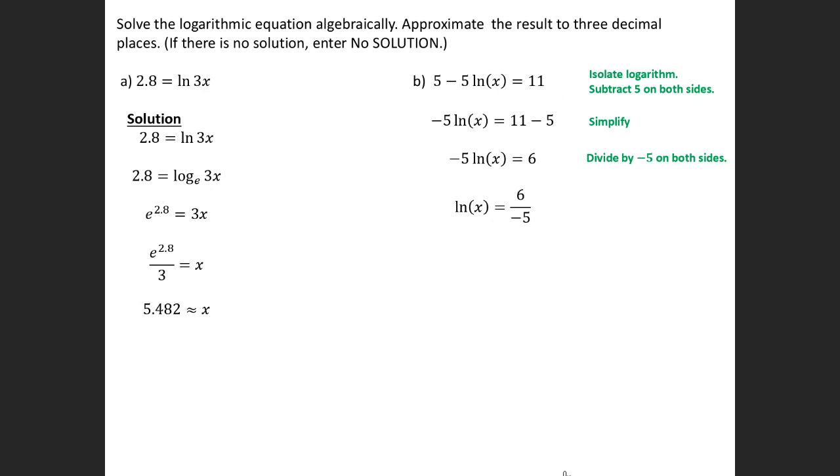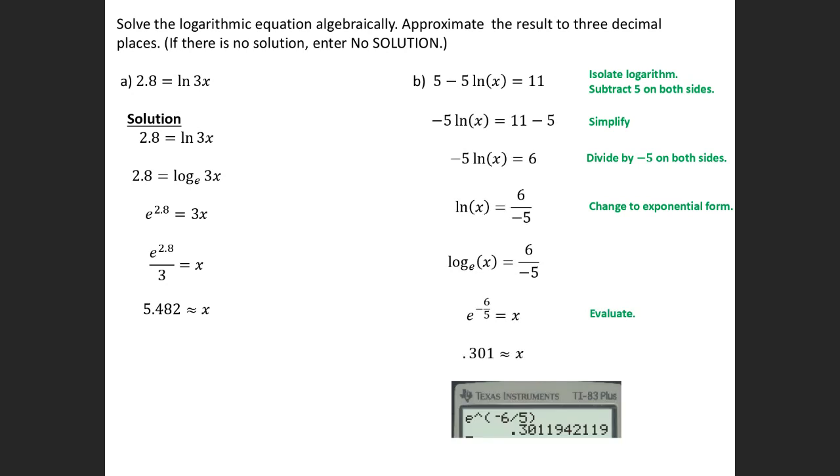All right, and if we wanted to solve for x, we can change it to an exponential form again. So the log of base e of x is equal to 6 over negative 5. Again, my base is e on the log, so it's going to be the base of my exponent. The answer of my log becomes the exponent of my base, which is equal to x. Okay, so I can plug that into my calculator.